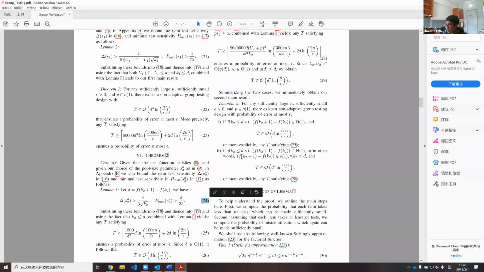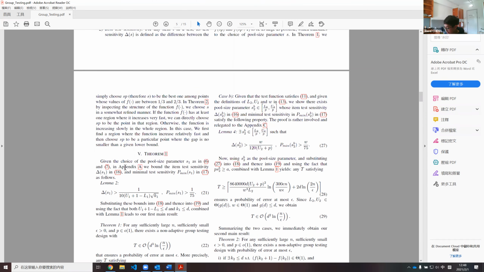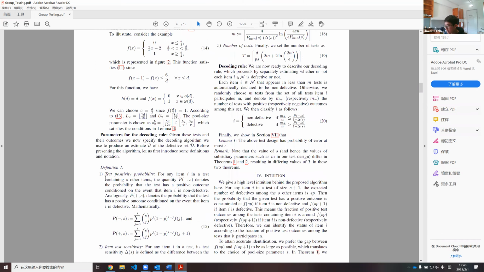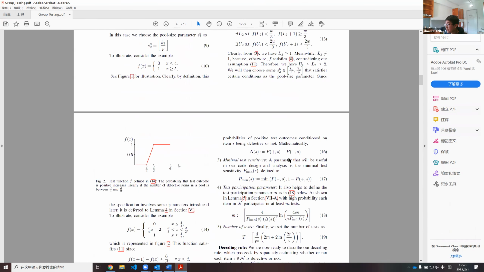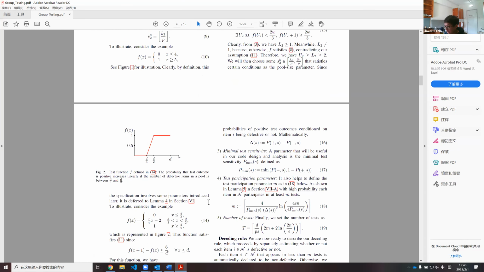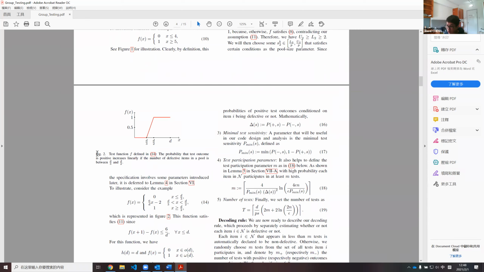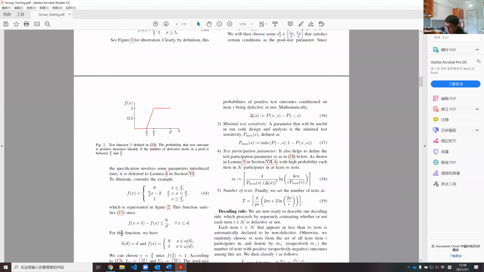Okay, let me give you an example. We consider the function given in equation 14, which is also shown in figure 2. We can see that this is a case where the function increases slowly, and we have hd equal to d here.